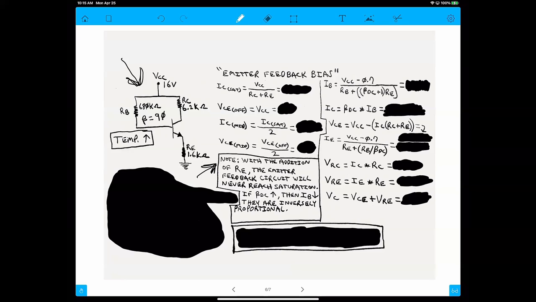Tess, everything looks good except for VC. Double check the formula again and make sure you're adding the correct two values there. Just double check VC.